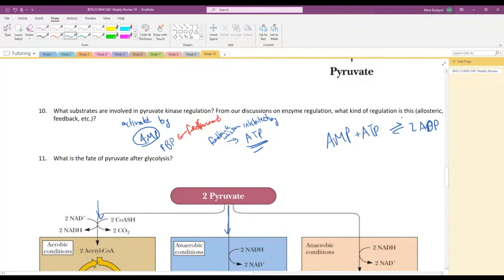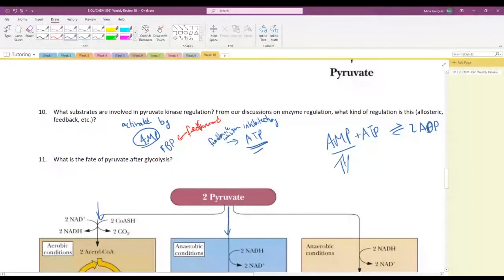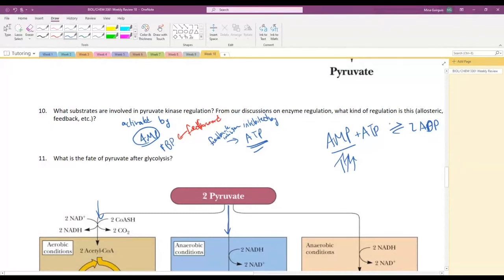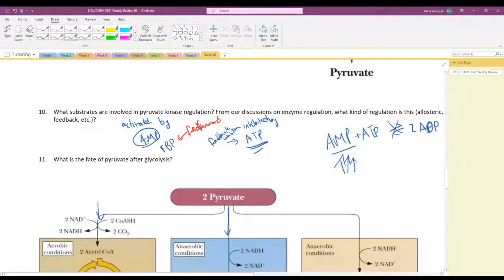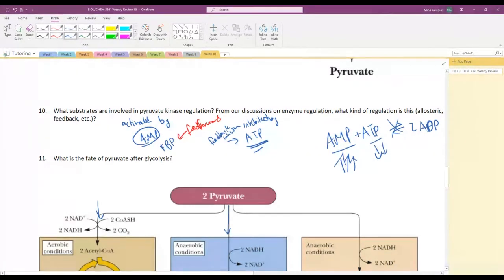So if you're going to have high AMP concentration, it means that if this is really, really high, you cannot do this reaction because otherwise you would have. And that tells us that ATP is low. Okay, so when AMP is high, ATP is low. And I hope that makes sense, right?